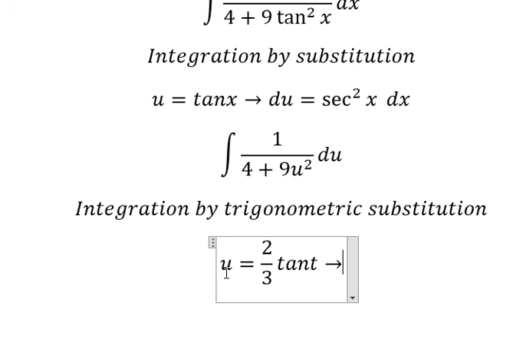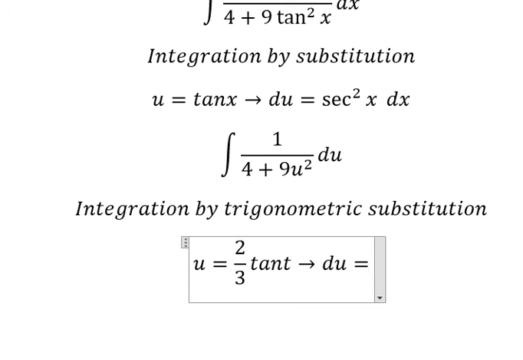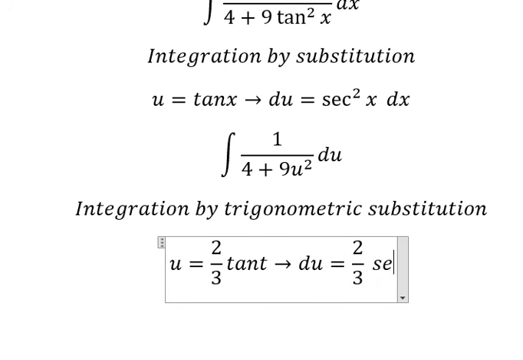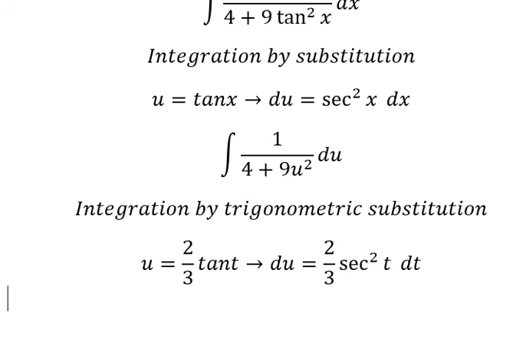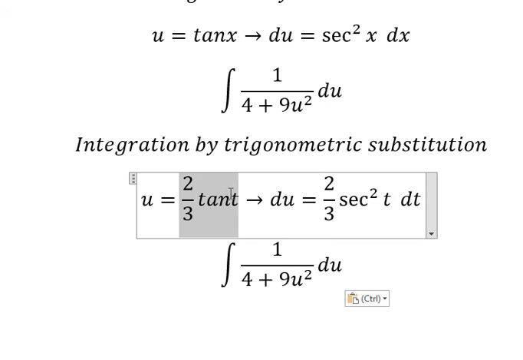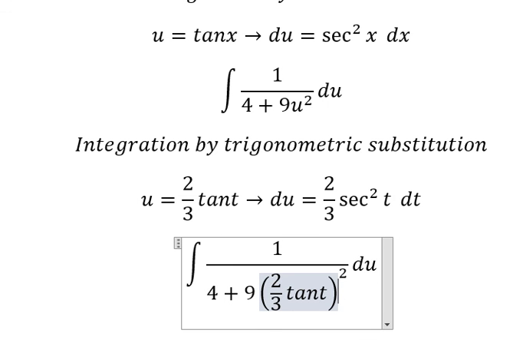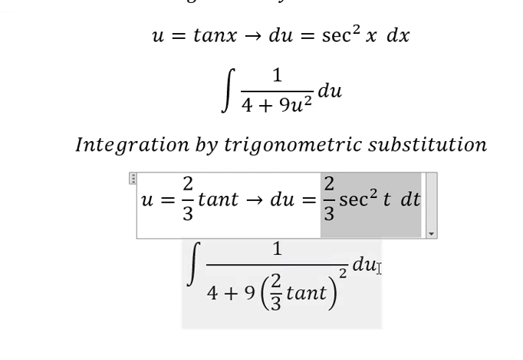Now we need to first take the derivative of both sides, and we get du equals 2 over 3 secant of t squared dt. So I will put this one in here, and du we change by this one.